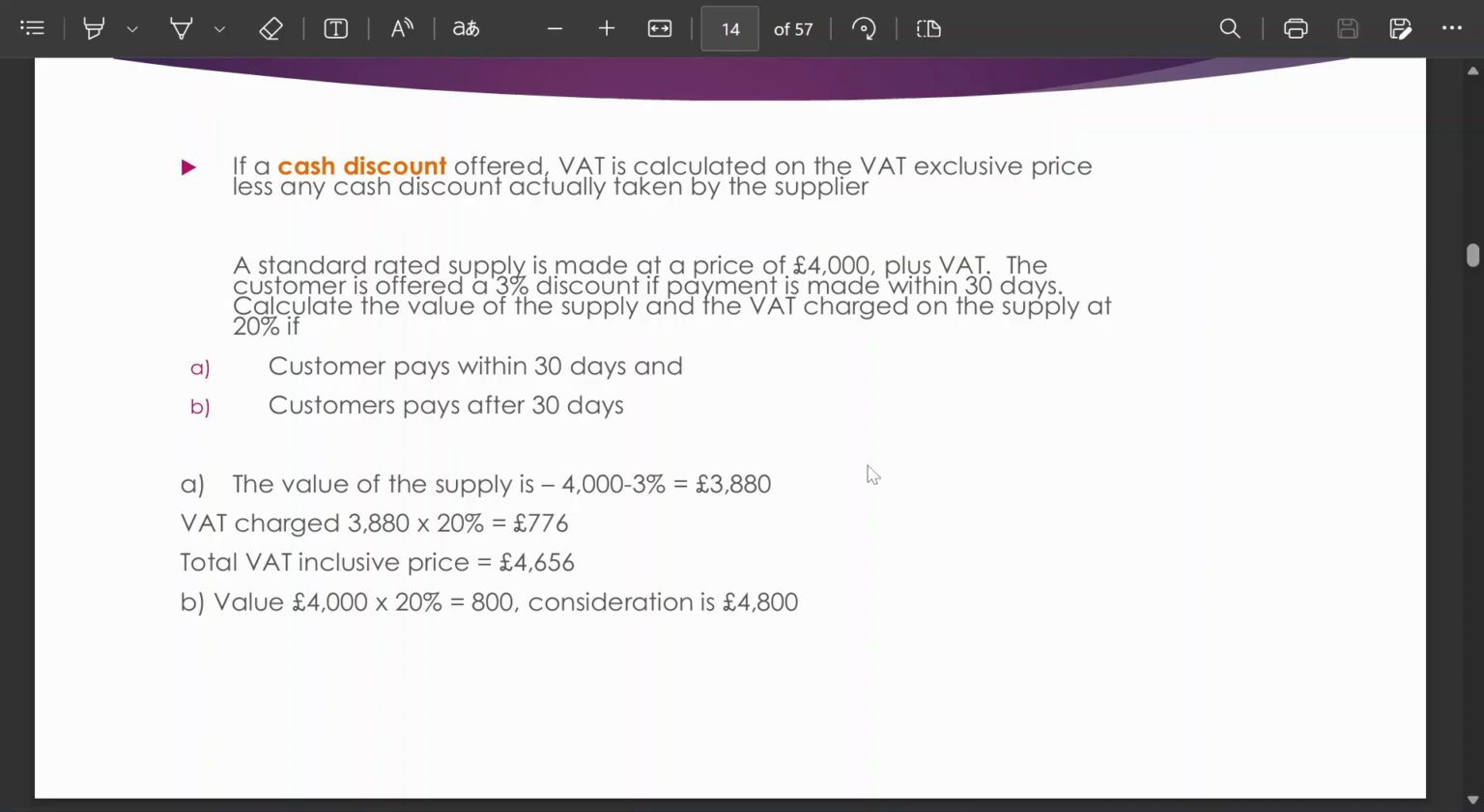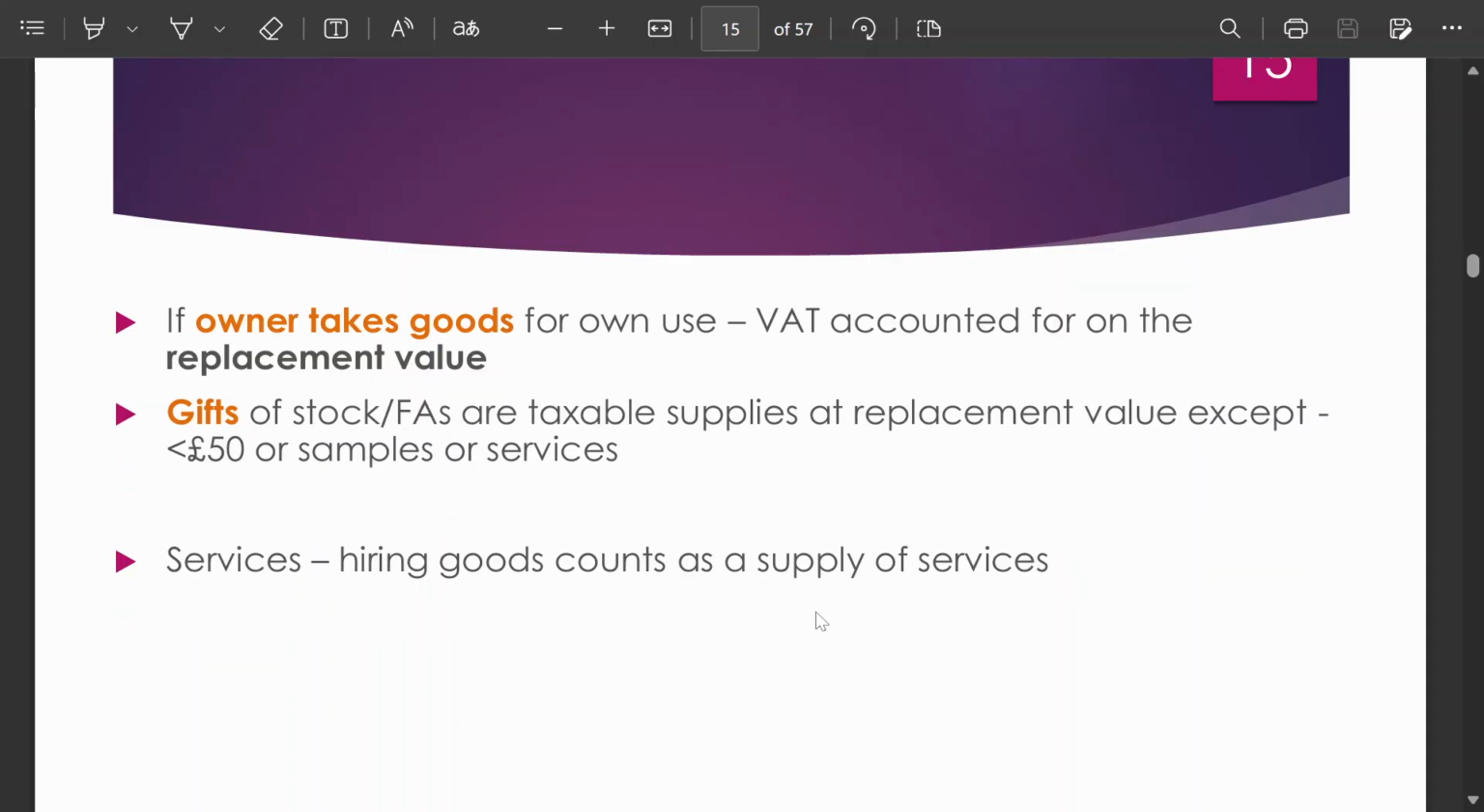All right, okay. Now here, when he doesn't pay within 30 days, then you don't get the 3% discount. So in that case, you have to charge 20% on 4,000, that's 800, and the consideration becomes 4,800, right? So this kind of thing, also be very careful if there's any information in the exam question about people getting discounts if they pay within 30 days. So make sure you adjust for that. All right, let's look at the next one.